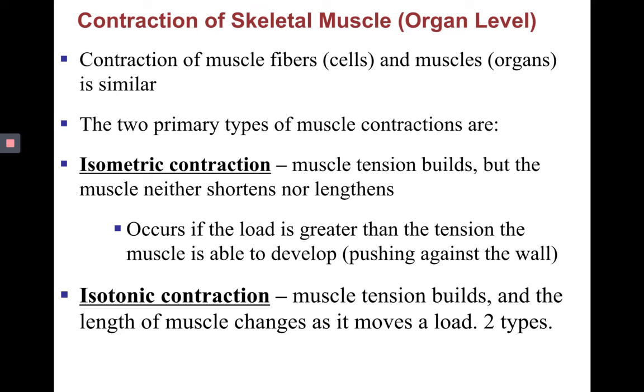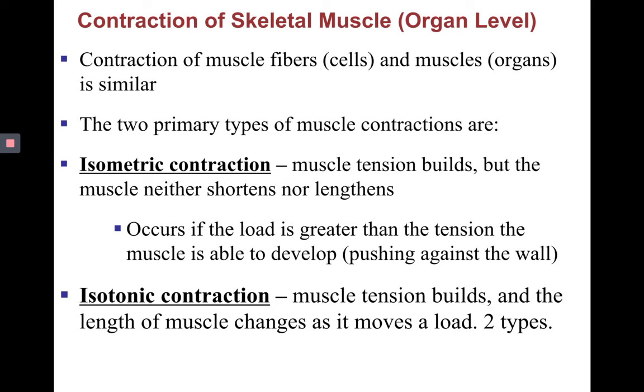Isometric contraction is when muscle tension builds, but the muscle neither shortens nor lengthens. And this would occur, for example, if the load is greater than the tension that the muscle is able to develop. The example I gave earlier was pushing against a wall. So you can build tension while you're trying to push a wall over, but if your tension is not stronger than what you're trying to move, then no shortening actually occurs. Isotonic contraction is when muscle tension builds and the length of the muscle actually changes, that we get shortening.